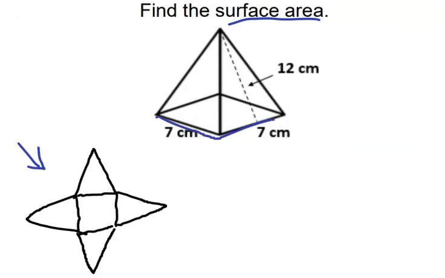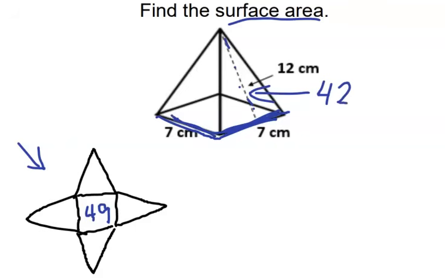The base is 7 times 7. What is 7 times 7? 49. So the base of the square pyramid is 49 centimeters squared. The triangle, though, is 7 by 12. Okay, so 12 times 7 is 84. But remember, it's not the area of a triangle. It's the area of kind of a rectangle. So you have to divide that by 2, and that's going to be 42. So this triangle is 42.